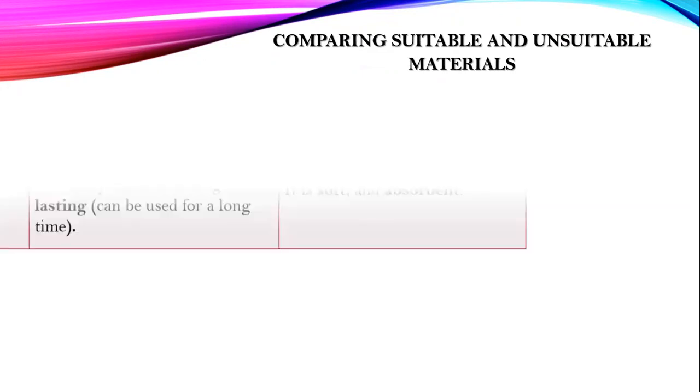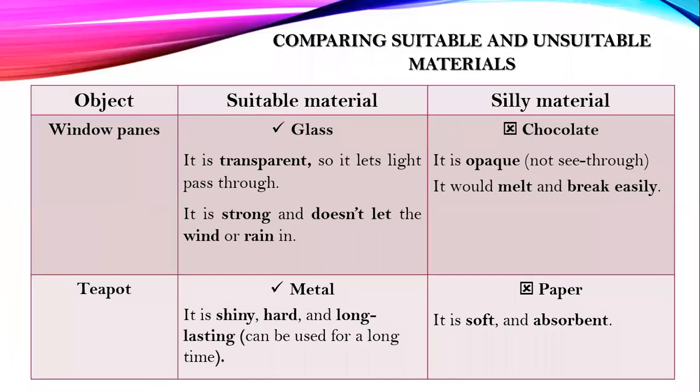After we knew that every material should be chosen to make a certain job or a certain purpose, we can compare between suitable and unsuitable materials. In this table, we will clarify which material is suitable for making window panes and teapot, and which material is silly. Silly material, of course, means unsuitable material, or in another word, we cannot use them to make our object. Let's start with the window pane.